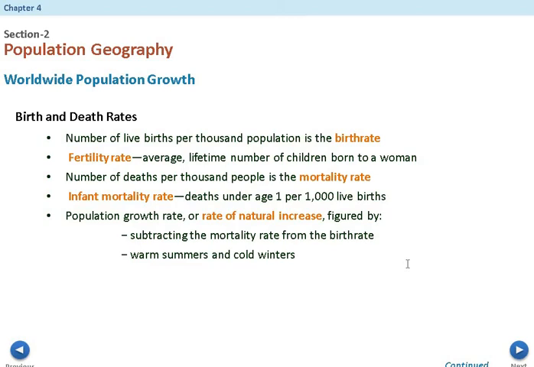Fertility rate is the average lifetime number of children born to a woman. This is, in my opinion, an incredibly important number. For example, if the fertility rate is very high, 7, 8, that means the women of that country would be on average having 7 or 8 children. What that means is that we can assume that the people of that country are an agricultural-based society. Because if you think about it, for example, teachers.